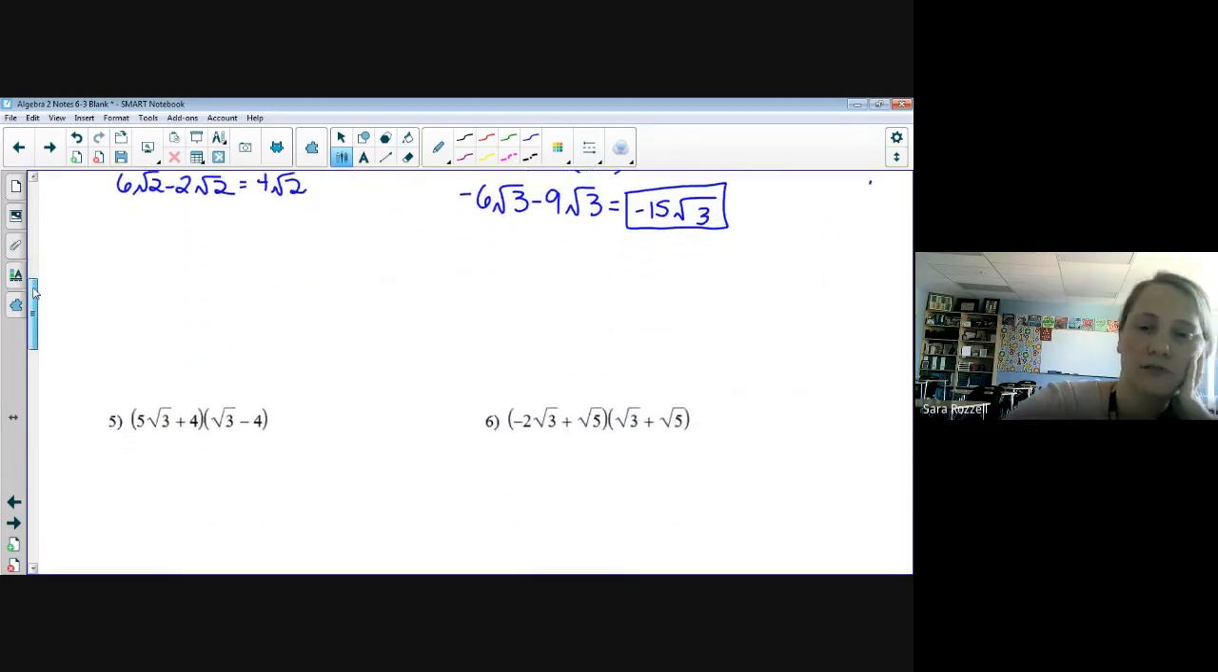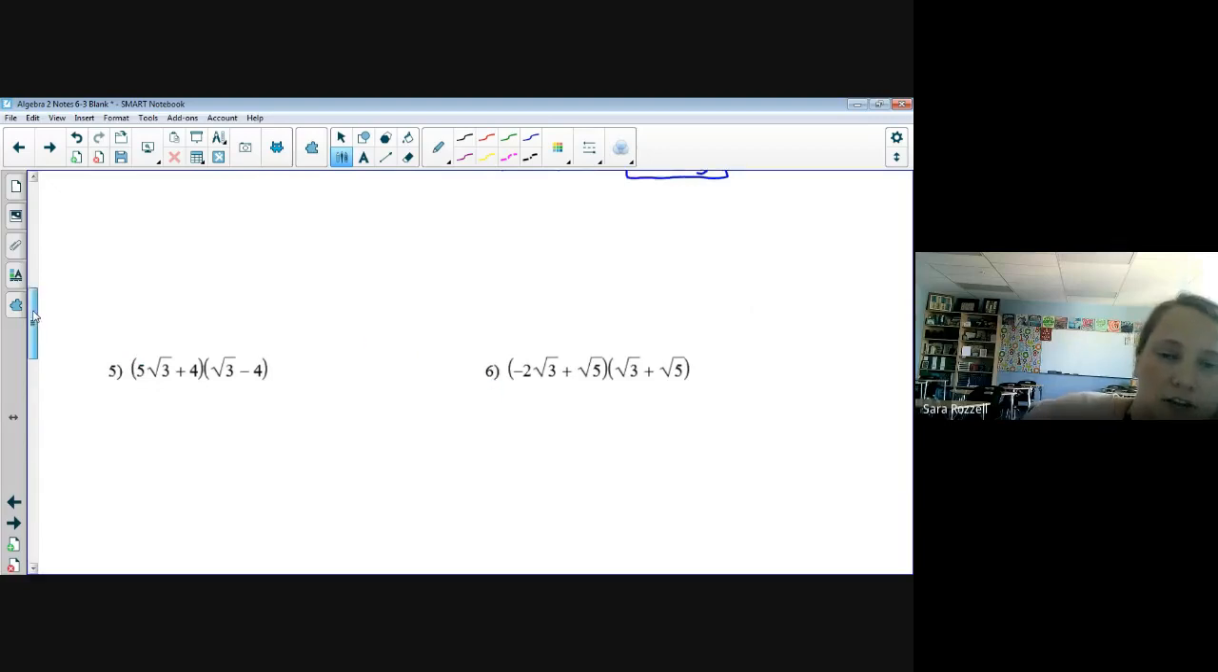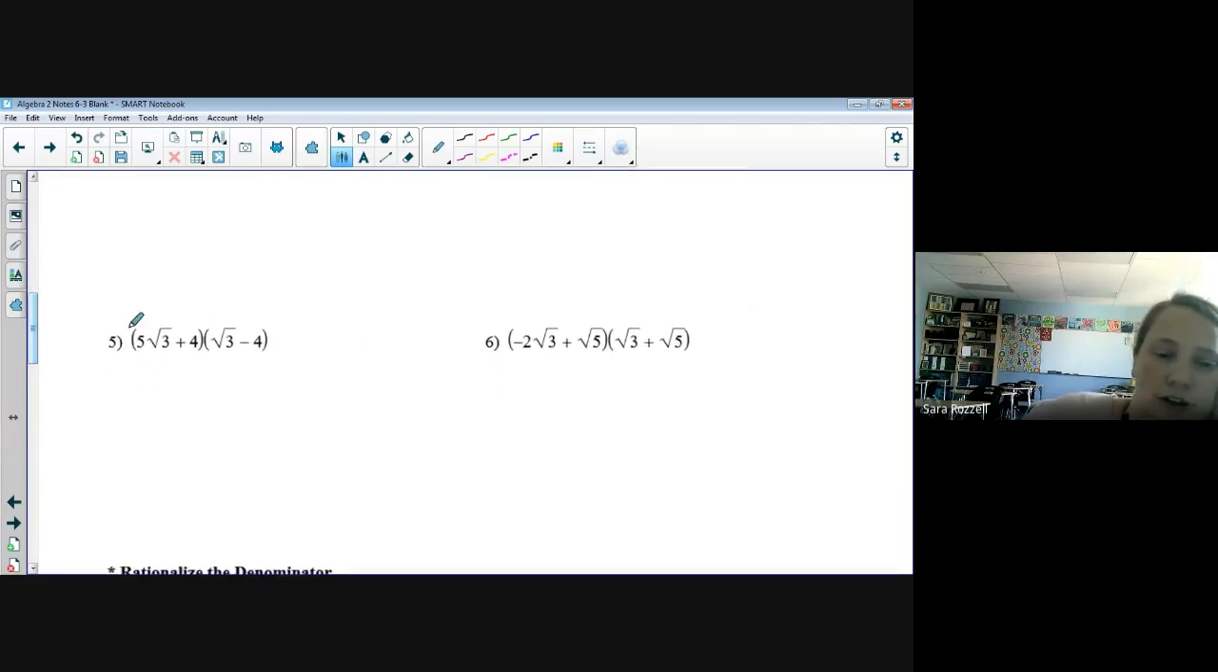Now we're going to go on to multiplying. When we multiply with square roots, we are simply distributing. But we have to remember numbers on the outside get multiplied together, numbers on the inside get multiplied together. So this is a good review in distributing as well. So go ahead and write 5 and 6 down on your page. We'll work through those in a second. I want you to have them written down first.